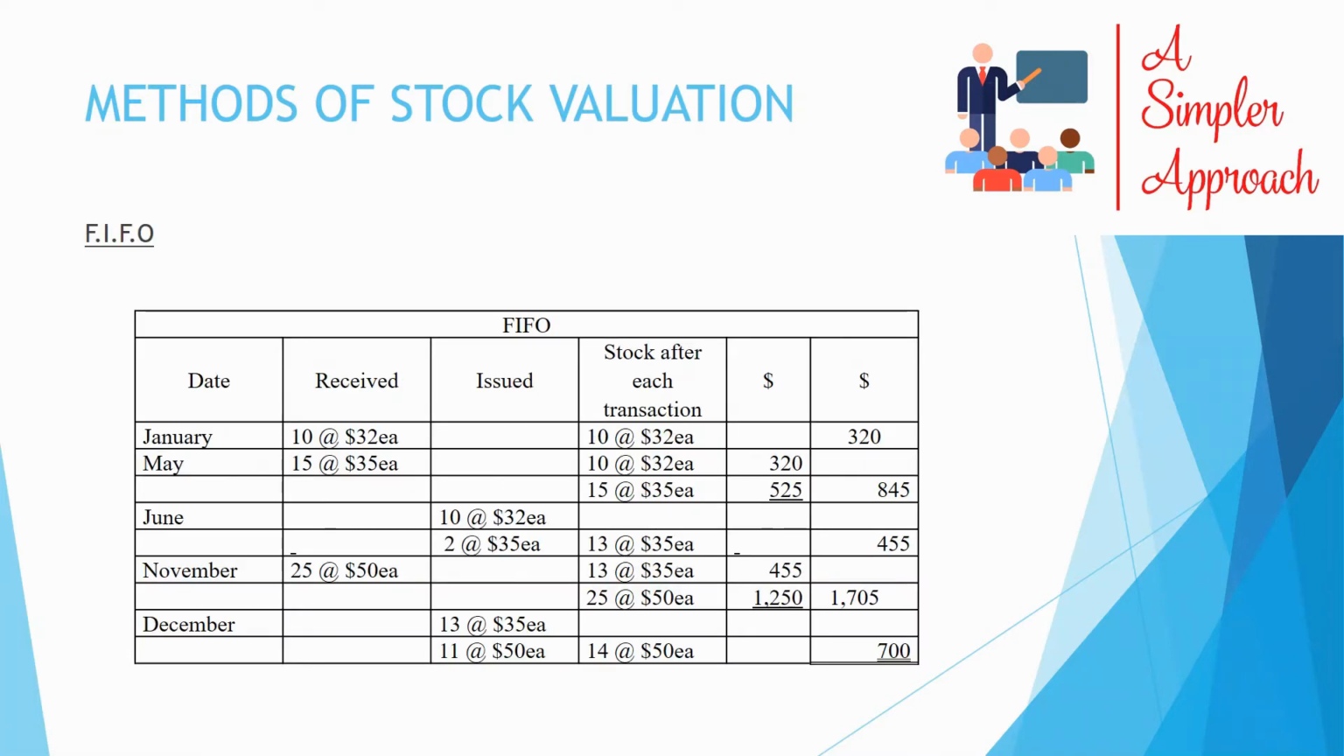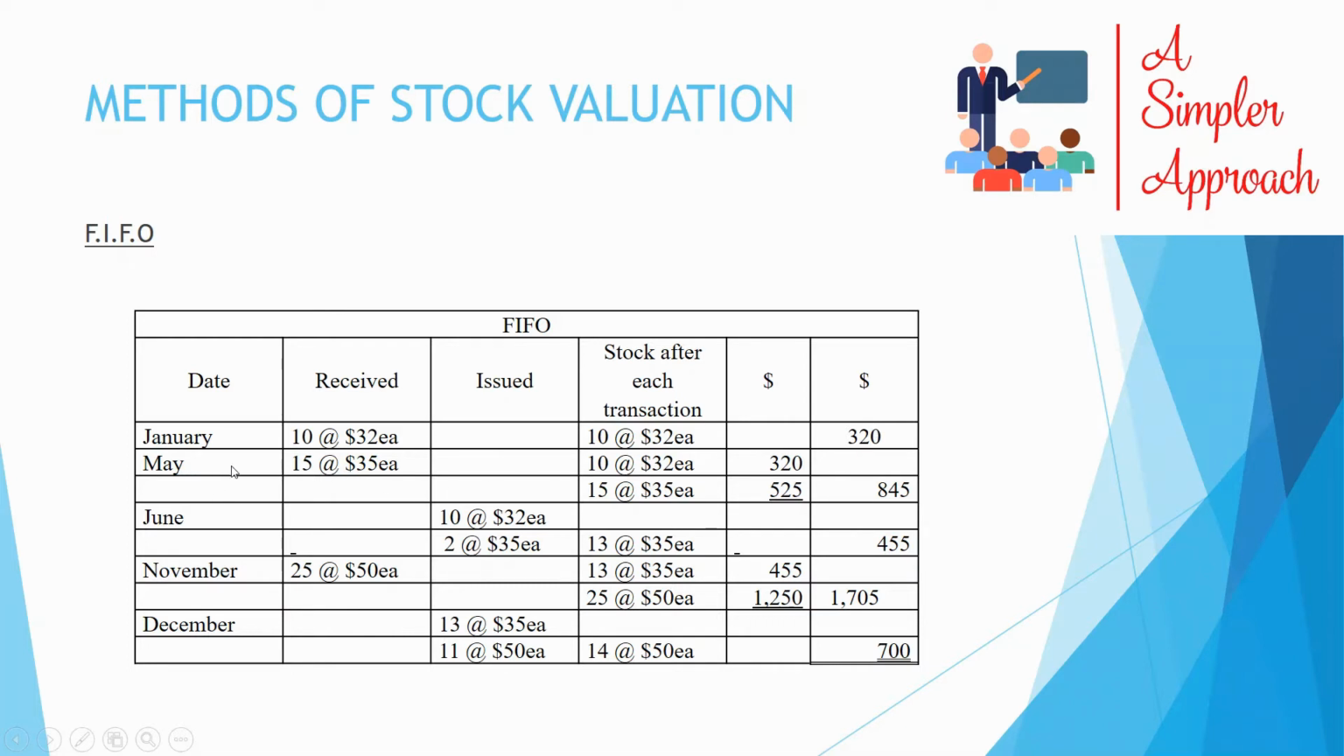Let's go back to FIFO. So this is where some calculation really takes place in order to fulfill FIFO. So let's go. In January, we bought 10 items at $32 each. Hence, it's in the received column because we bought it. What do we have after this transaction? We have 10 items at $32 each, valued at $320. Okay? Cool.